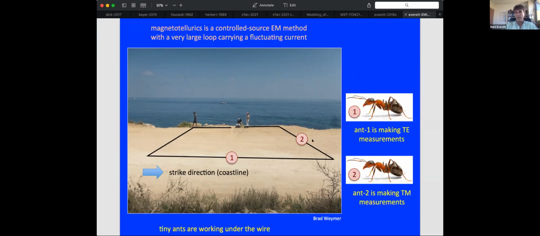like for example, at position 1, this ant sees a primary driving field in the strike direction. So that ant could be making TE measurements, for example. And this little ant under here is seeing a driving electric field going in the perpendicular to strike direction, making TM measurements. And we'll see towards the end of the talk, when we talk about analog scale modeling, that this isn't such a far-fetched scenario and can be reproduced in the laboratory.